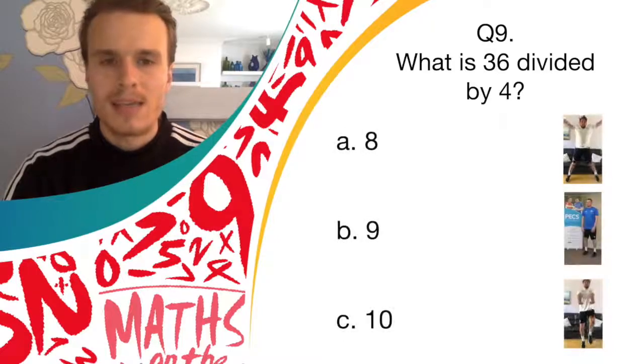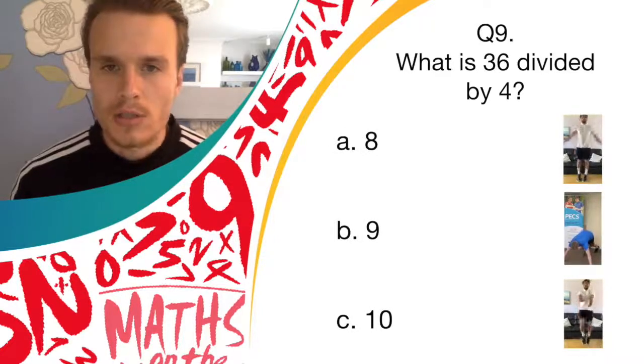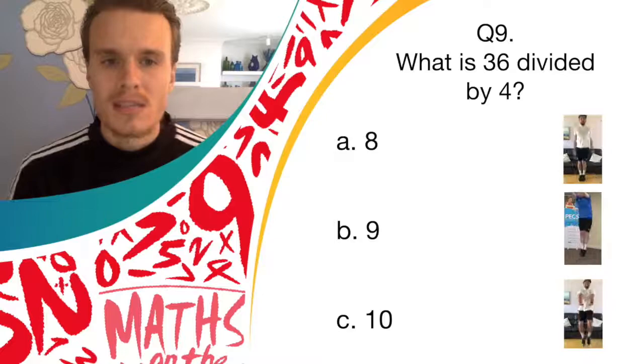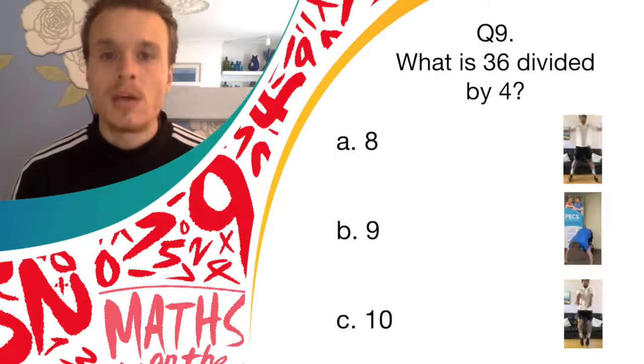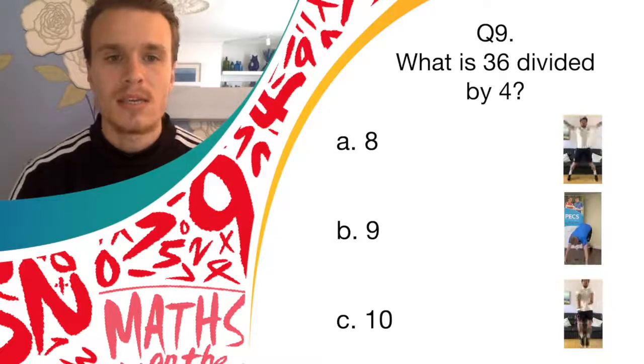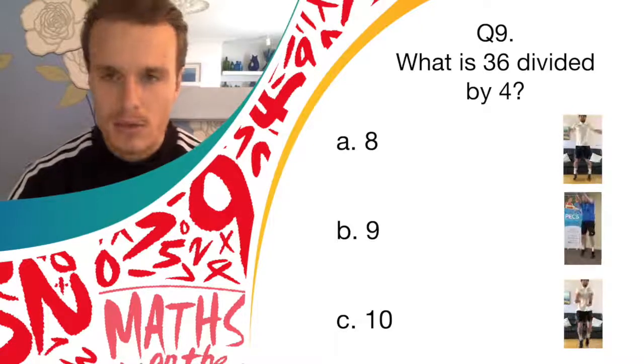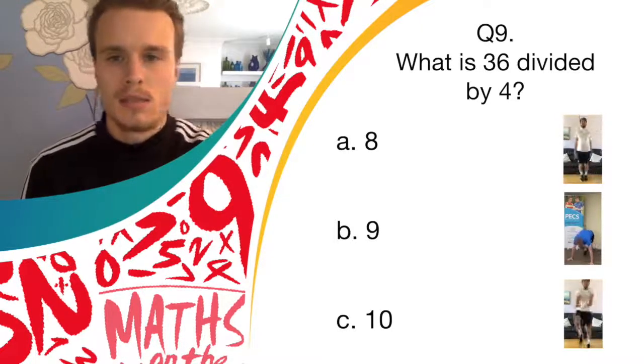Okay, answer A is 8, and if you think that's right, do star jumps. Answer B is 9, and if you think that's correct, do burpees. And answer C is 10, and if you think that's correct, do those high knees. So get going with those now.